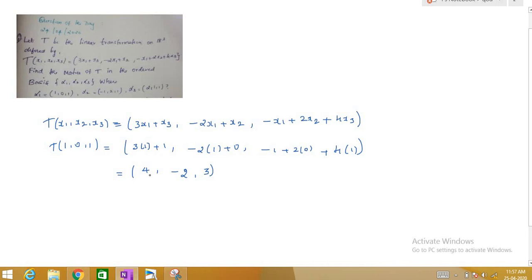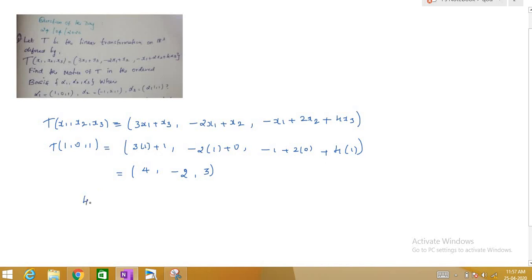After finding this, I have to write this as a linear combination of these three basis vectors, right? That is what we have been doing, and that is what we have to do in order to find the matrix of this corresponding transformation. So please watch all the linear algebra playlists. In the description you will find the linear algebra playlist. Go through all videos, then it will be very easy for you to follow.